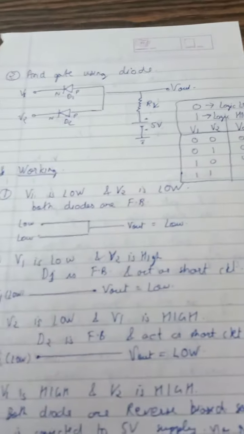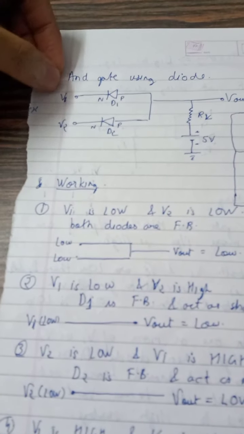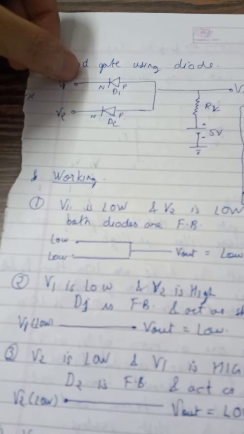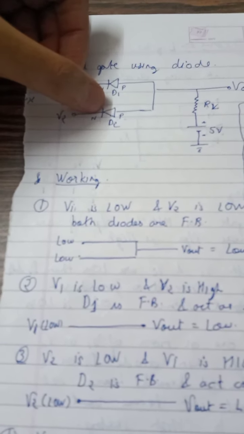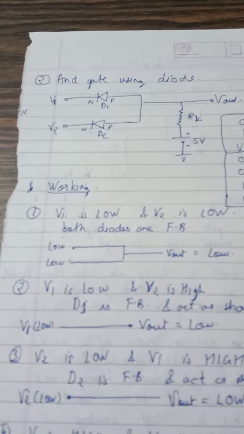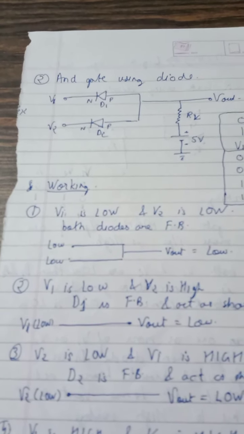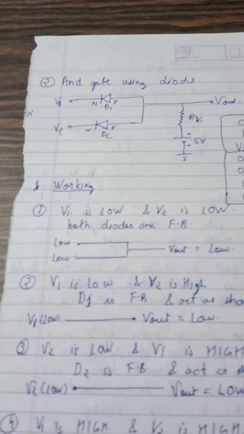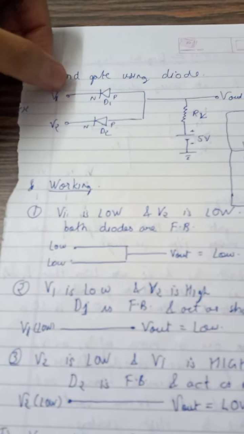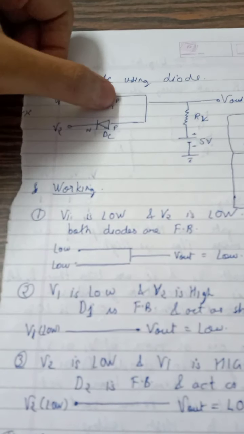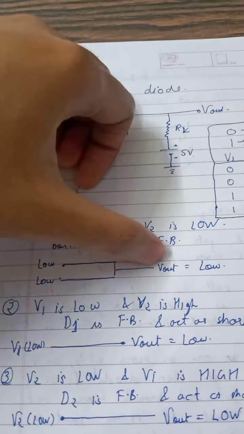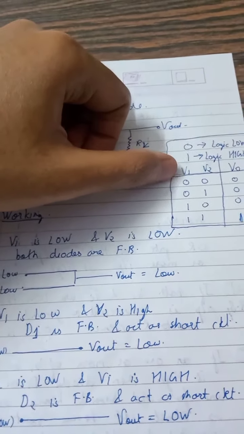Now we will discuss the working of this circuit. So when V1 is low and V2 is low, then the N terminal of diode D1 is connected to logic low, and when V2 is logic low, then N terminal of diode D2 is also connected to logic low. So both the diodes will act as forward bias, and in forward bias the diodes are assumed to be short circuit. So Vout will be connected to logic low V1 and logic low V2 via the short circuit diodes, so Vout will be logic low again. So this is the first case.